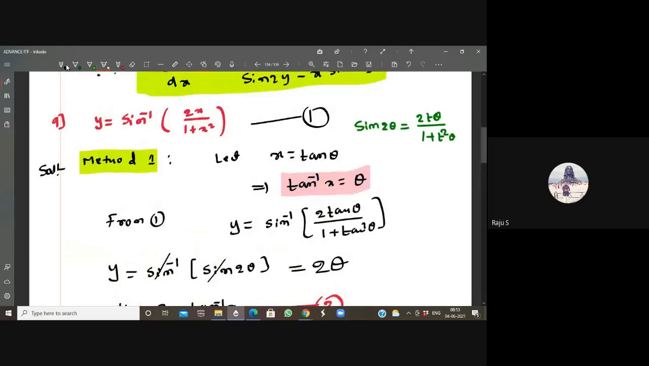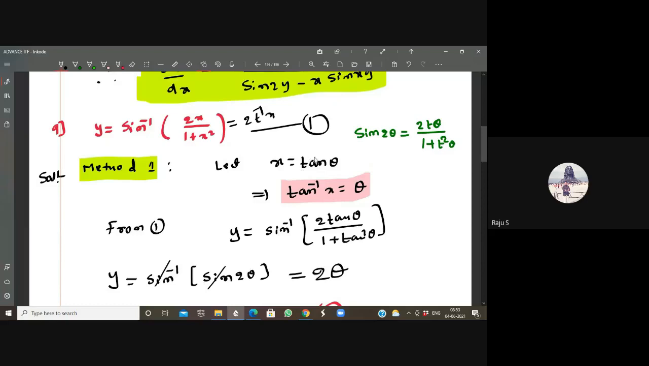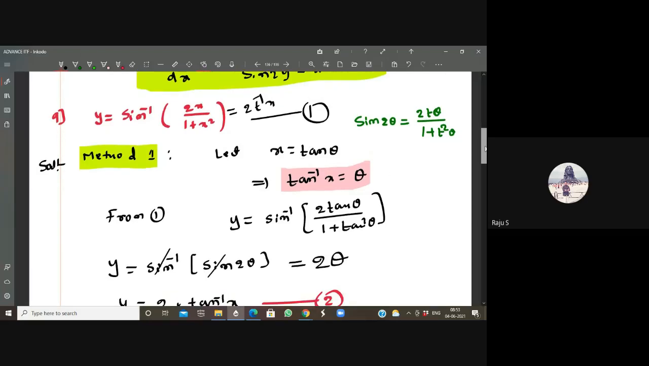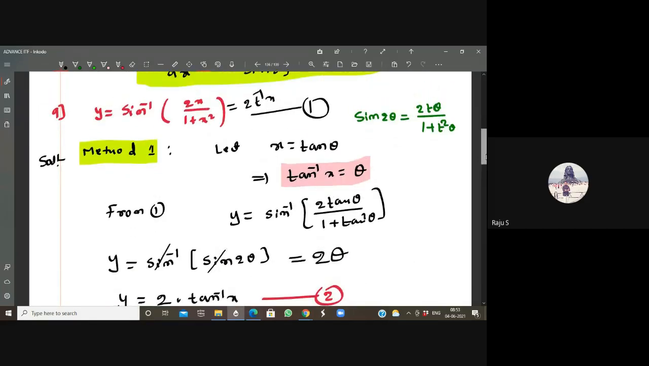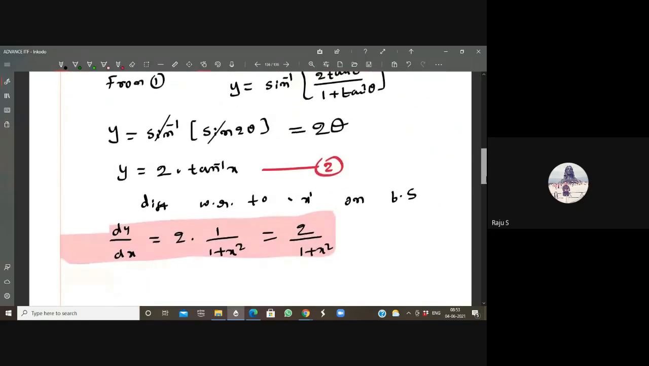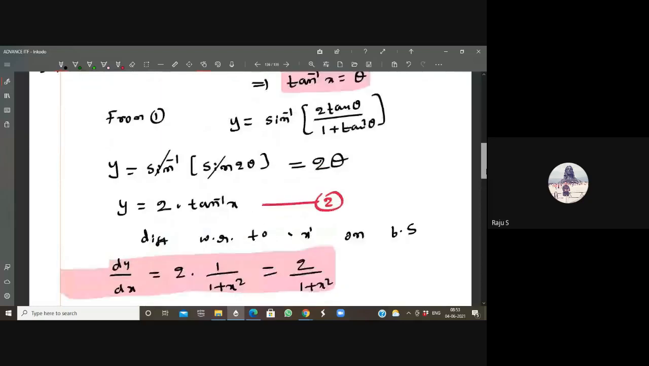This is actually in inverse trigonometry. I have written the formula: sine inverse of 2x by 1 plus x square is equal to tan inverse x. Once you go through that, I have already given the formula here. But in NCERT, we cannot write it directly, so again I'm deriving it. This derivative part you must do in NCERT, right? This is method 1.